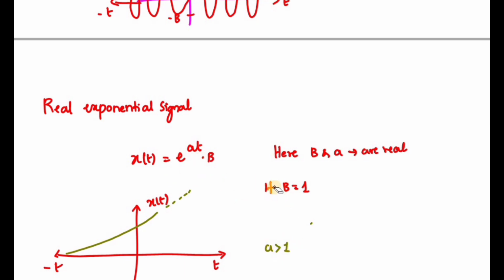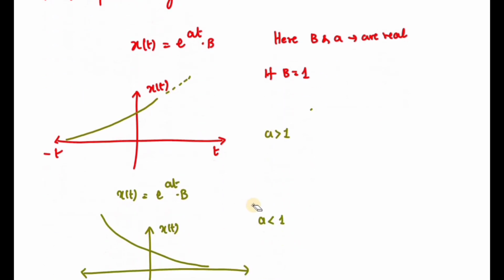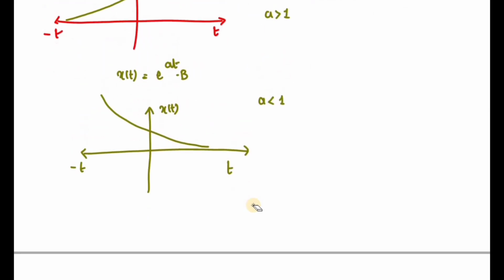If a is equal to 0, you will get b as your amplitude. So at t equal to 0, you will get the amplitude as b. Here the b value is 1, so it is 1. If a is less than 0, you will get the exponentially decaying signal.